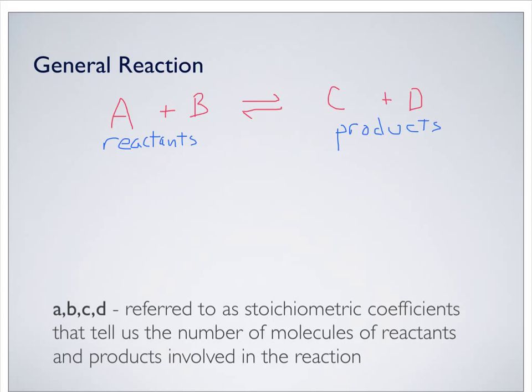Now, these uppercase letters refer to the actual reactants and the products. And then in front of each of those, we're going to have a lowercase letter, lowercase a, lowercase b, lowercase c, lowercase d, and let me fix that lowercase b. And those are going to be referred to as stoichiometric coefficients, and those tell us the number of molecules of reactants and products that are involved in a particular reaction.